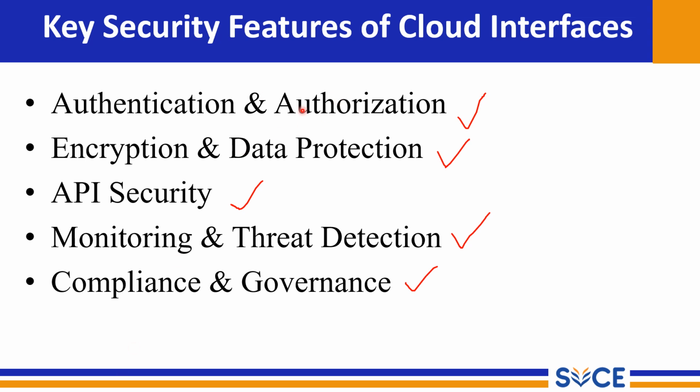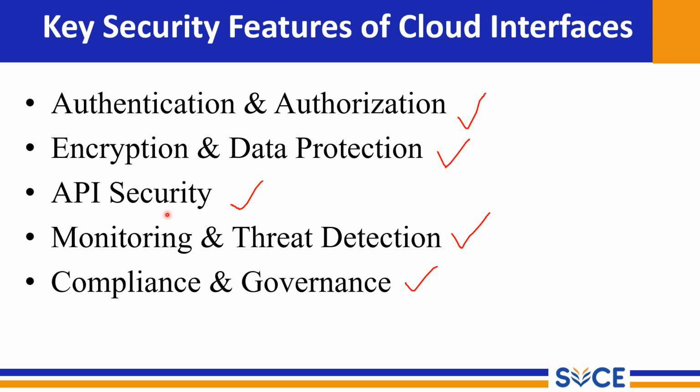The first one is authentication and authorization. It uses OAuth, multi-factor authentication, and single sign-on for secure access, and authorization implements role-based access control, which we have already discussed in unit 2. You can check out those videos. In encryption and data protection, there is TLS, Transport Layer Security, which ensures secure communication between the users and the cloud APIs, and end-to-end encryption, which protects the data during transmission and at rest.